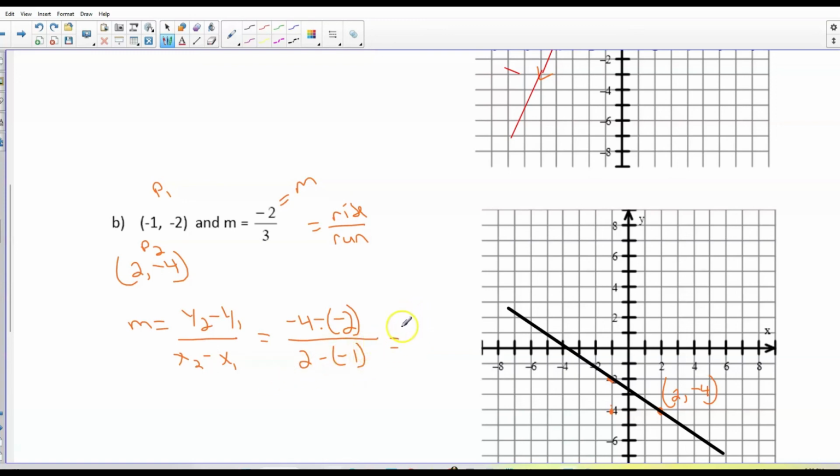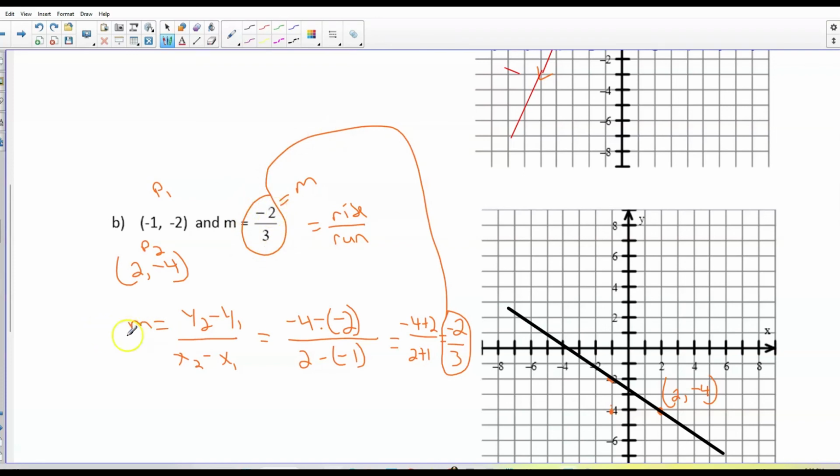I think I've got this. I'm going to do an extra step here because I'm getting confused with all the negative signs. -4 plus 2 over 2 plus 1, which equals -2 over 3. And that is indeed my slope that I have right here. So I've indeed found another point on that line.